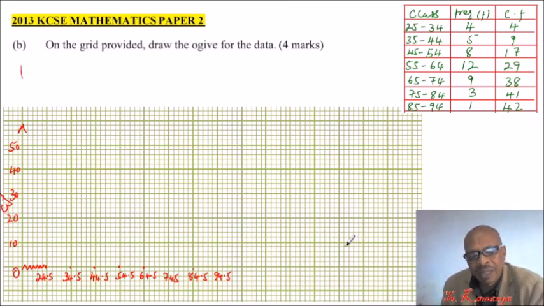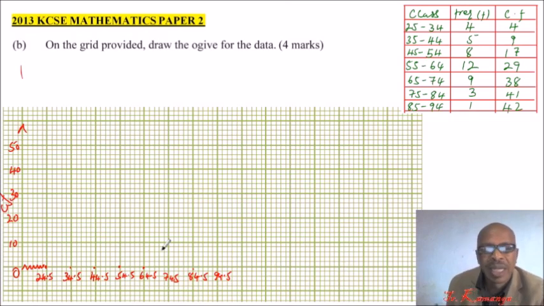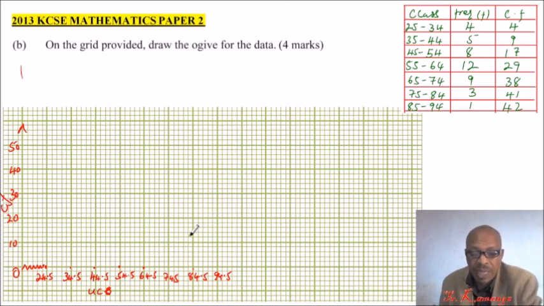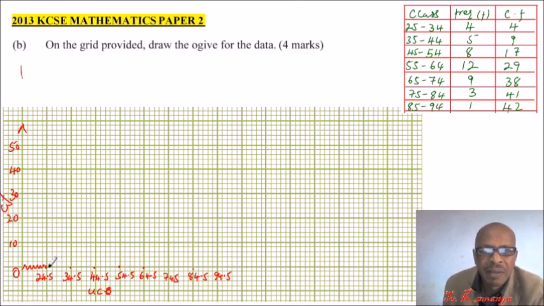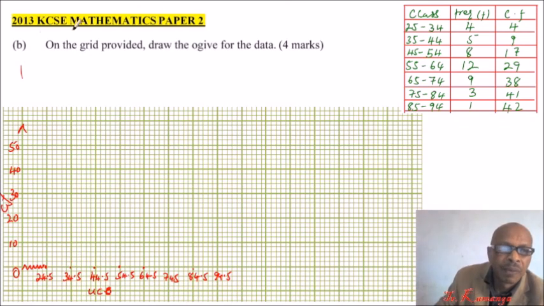If you have more space in your graph, then you can use two big squares, but I seem to be limited with space. So this is the upper class boundary. We now start with 24.5, so that's where we start. When it comes to the 4, we use two small squares, and one small square represents 2.